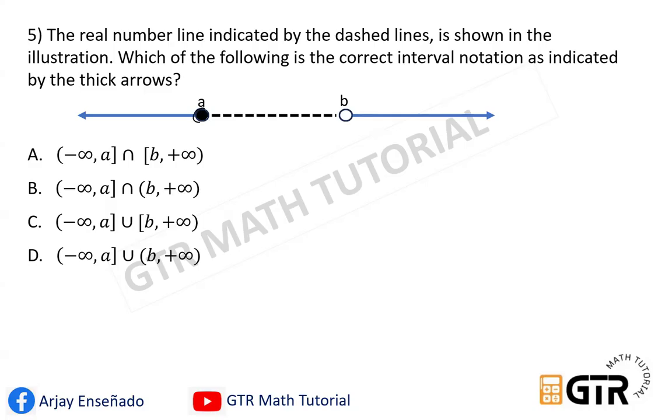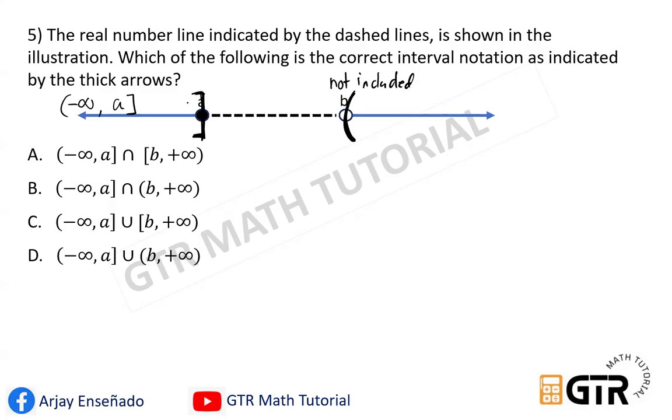Okay, so this circle, if the endpoint has shade, that means A is included. In interval notation, if the endpoint is included in the interval, we use the bracket symbol. And then for this one, there is no shade, so that means B is not included in the interval. And if the endpoint is not included, we use parentheses. Okay? So therefore, from left to right, this is negative infinity up to A. A is included, so we use bracket.